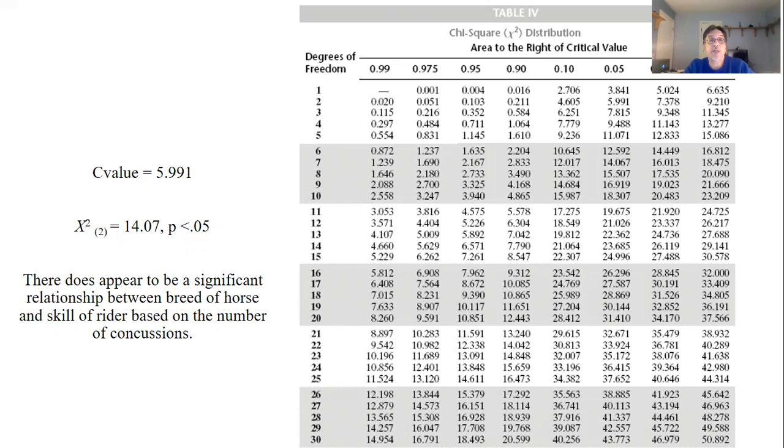There does appear to be a relationship between breed of horse and skill of rider based on the number of concussions, which again, any interpretation going back to the setup in the original question. All right, so that should be your answer. Chi-square, 2 degrees of freedom, 14.07. P is less than 0.05.